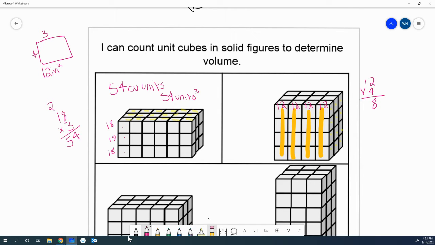2 times 4 is 8. 4 times 1 is 4. That gives us 48 units cubed. 48 units cubed. Remember that unit is the unit cube. Each of those boxes is considered a unit. And again, we're pretending that there's an entire big box around this box of boxes and that we're measuring the volume of the entire box. That's how we're preparing. Today we're starting out just by counting.